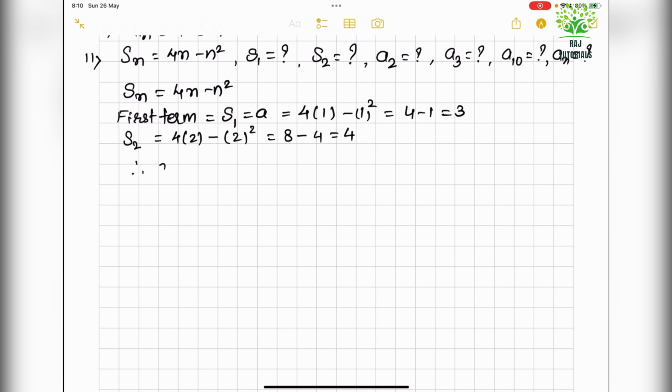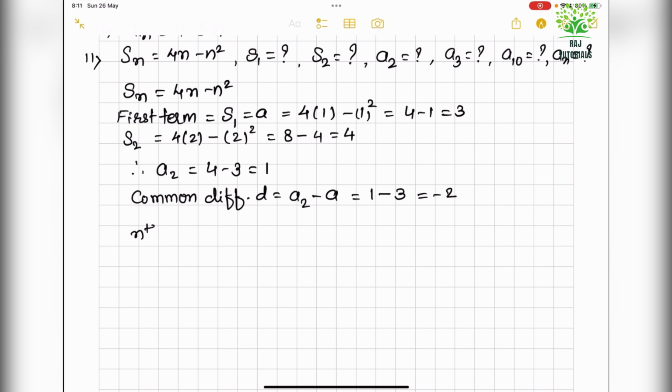So therefore a2 will be 4 minus 3, the sum of two terms minus the sum of one term. So a2 is 1. Now the common difference d will be a2 minus a. So that will be 1 minus 3. So that is minus 2.